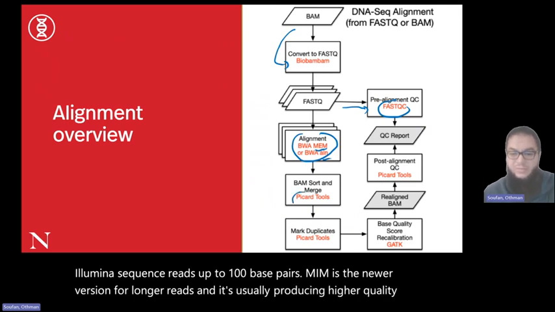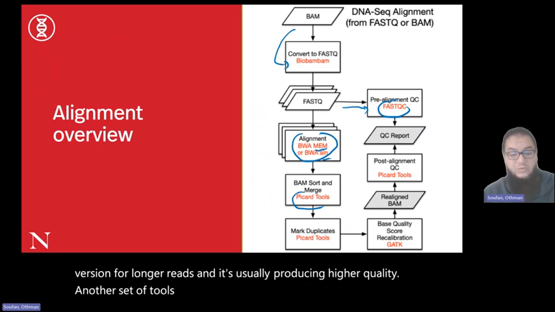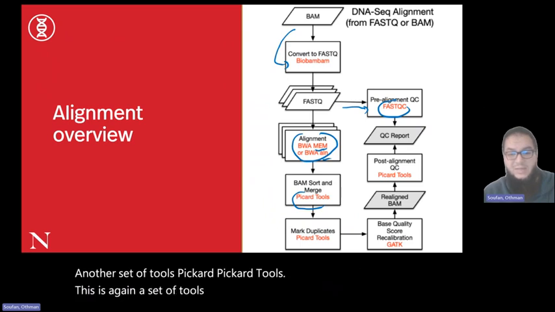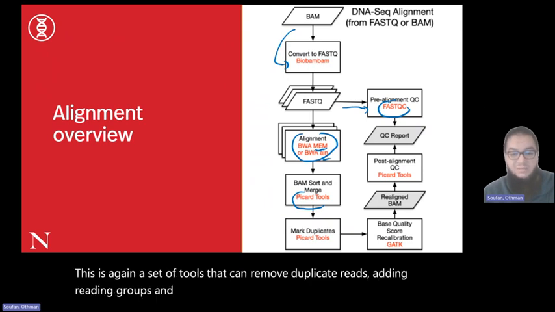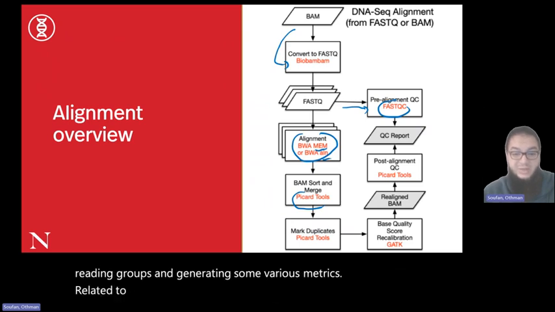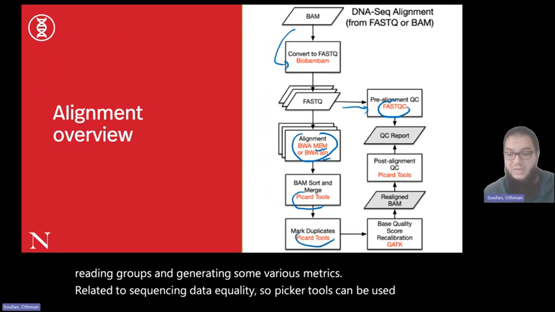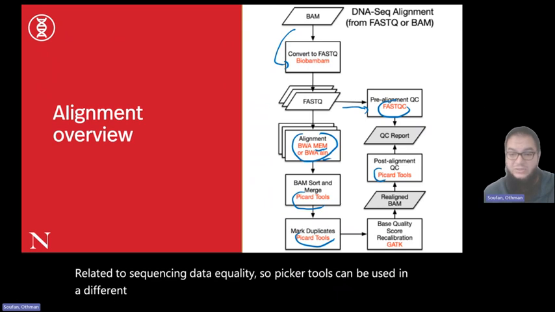Another set of tools is Picard tools. This is again a set of tools that can remove duplicate reads, add read groups, and generate various metrics related to sequencing data quality. So Picard tools can be used in different parts, as you see here in this workflow.